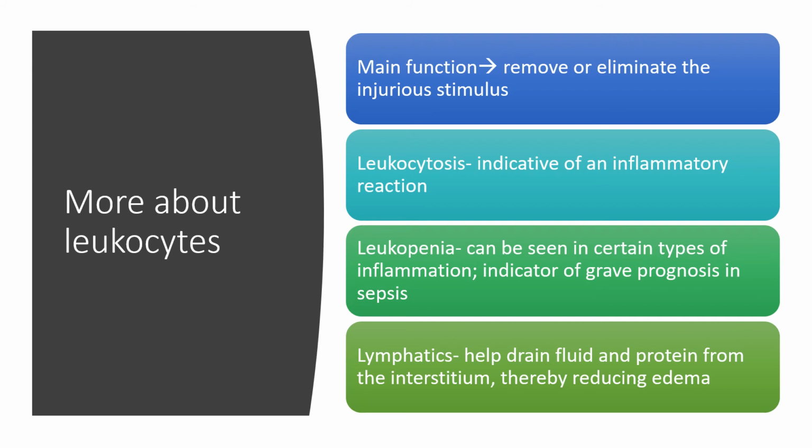And I do want you to know what the lymphatic system is. We're going to talk about this more in anatomy, but the lymphatics help to drain the fluid and protein from the interstitium, and because they have that capability, they also have the capability to reduce edema. And if there's any type of hyperplasia that occurs, especially in the immunocompetent cells, such as the T and the B lymphocytes, this can lead to lymphadenopathy.